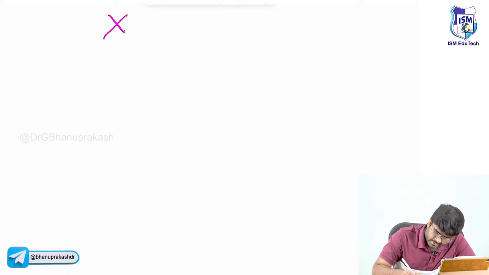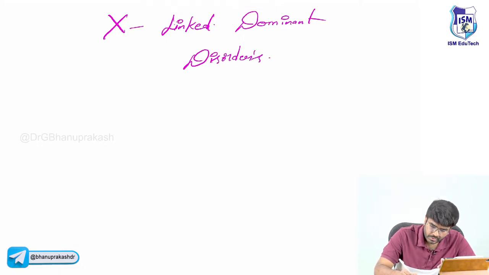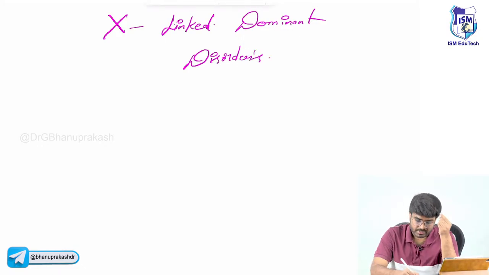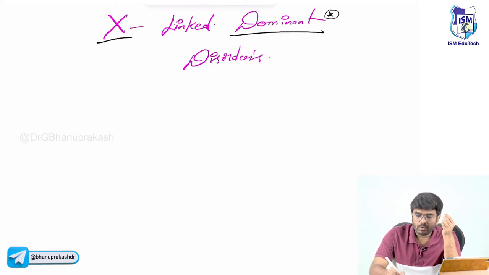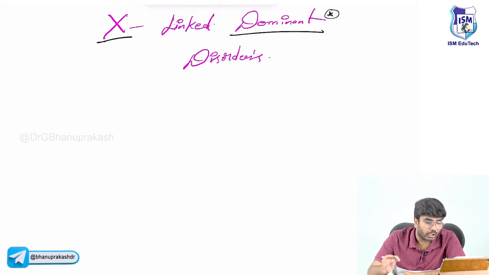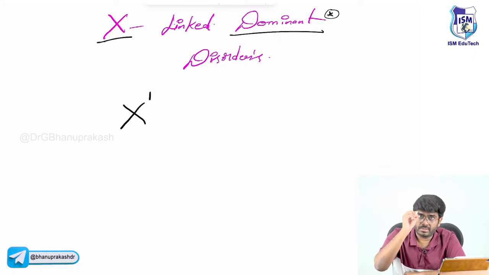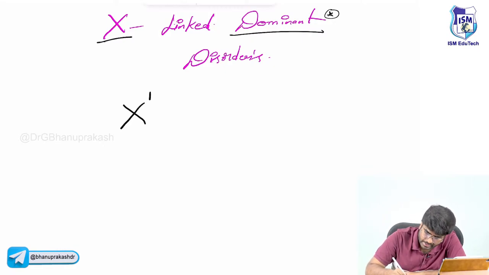Let me write X-linked dominant disorders. Now, my question to you: in these X-linked dominant disorders, who are going to be affected? For example, let me take a father. I am just keeping this prime symbol, which means defect, dominant. There is some gene defect. X, Y. The father is affected.